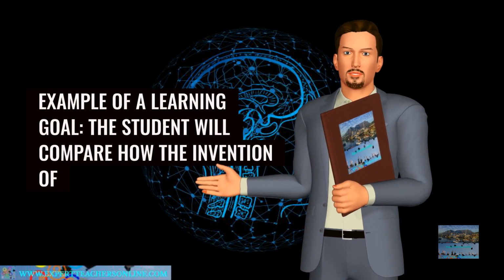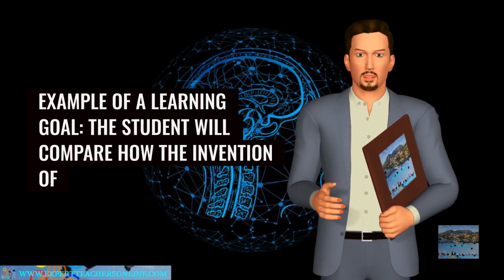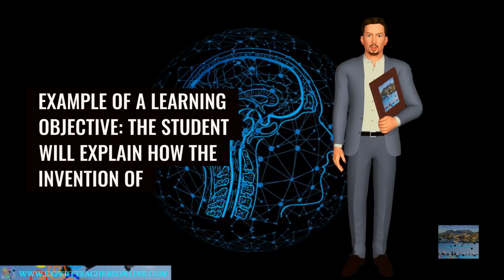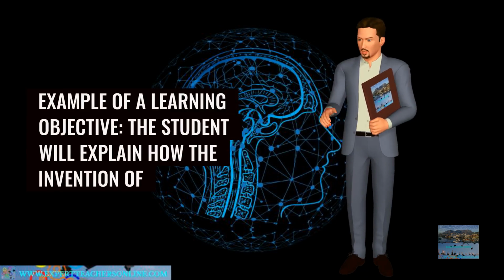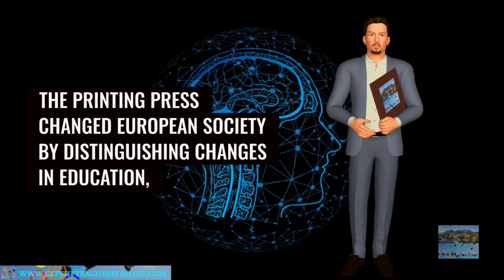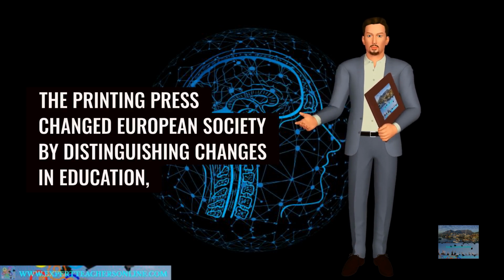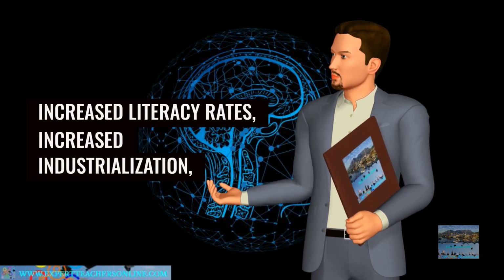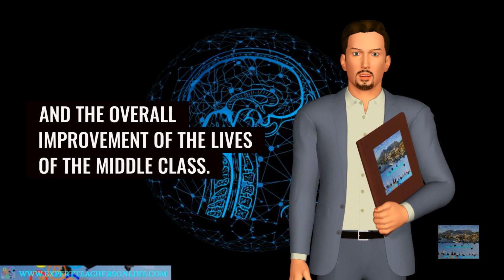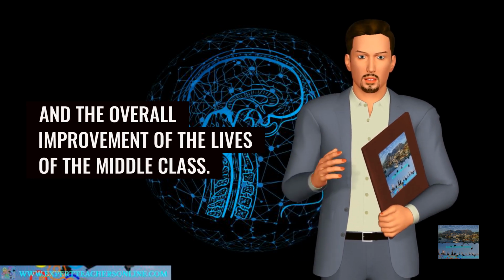Example of a learning goal: the student will compare how the invention of the printing press changed European society. Example of a learning objective: the student will explain how the invention of the printing press changed European society by distinguishing changes in education, increased literacy rates, increased industrialization, and the overall improvement of the lives of the middle class.